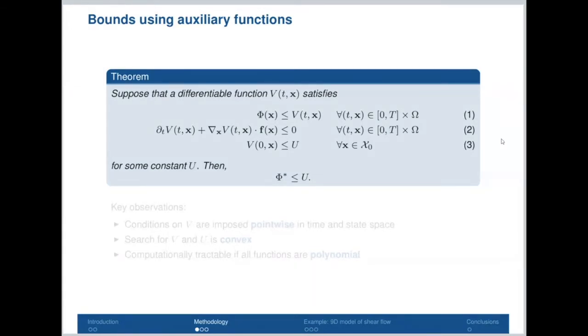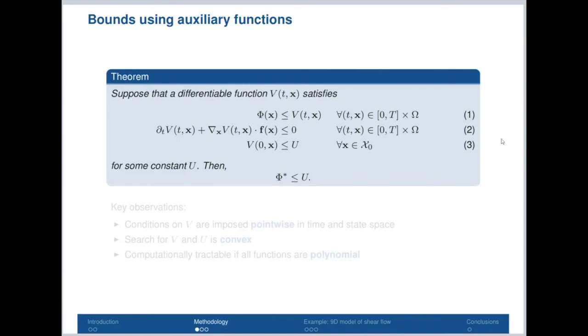The second condition looks a little bit more complicated, but really what it states is that the time derivative of v along the trajectories of my dynamical system, of my equations, is negative. And this means that v decays in time, essentially. If I were to plot the evolution of v along a solution, the value of v could not increase. The third condition simply states that my function v at the initial time and for all initial points is bounded by the constant u. So if I can find such a v, then the constant u is a bound on phi star.